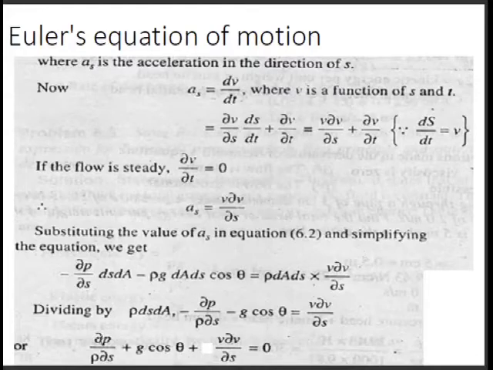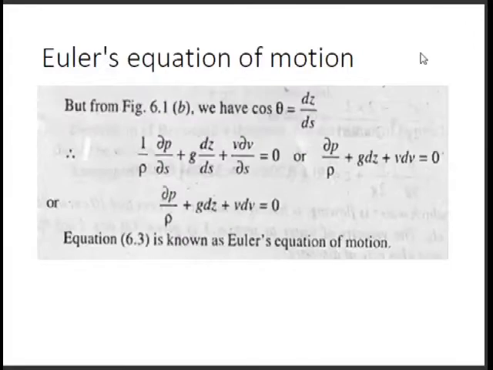So this equation can be written as dou p by rho into ds plus g cos theta plus v dv by ds is equal to 0. Then we know that cos theta is equal to dz by ds. Instead of cos theta we are writing dz by ds.